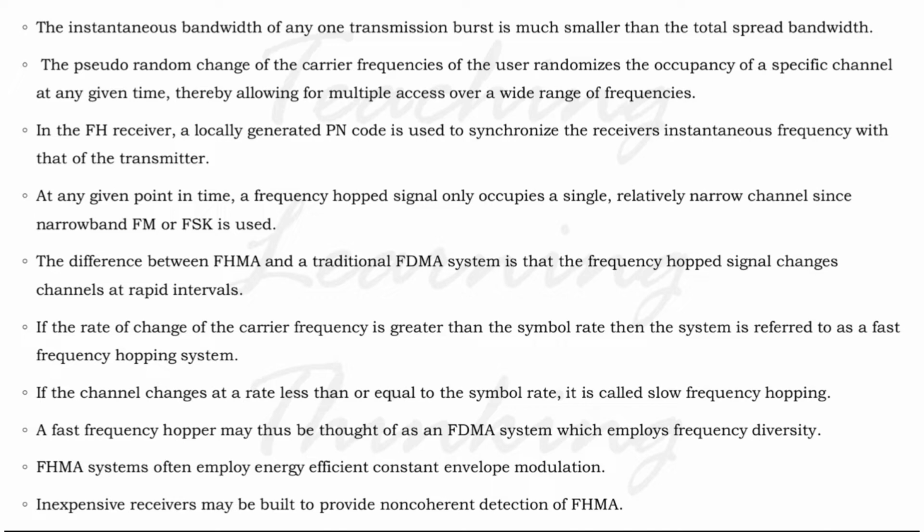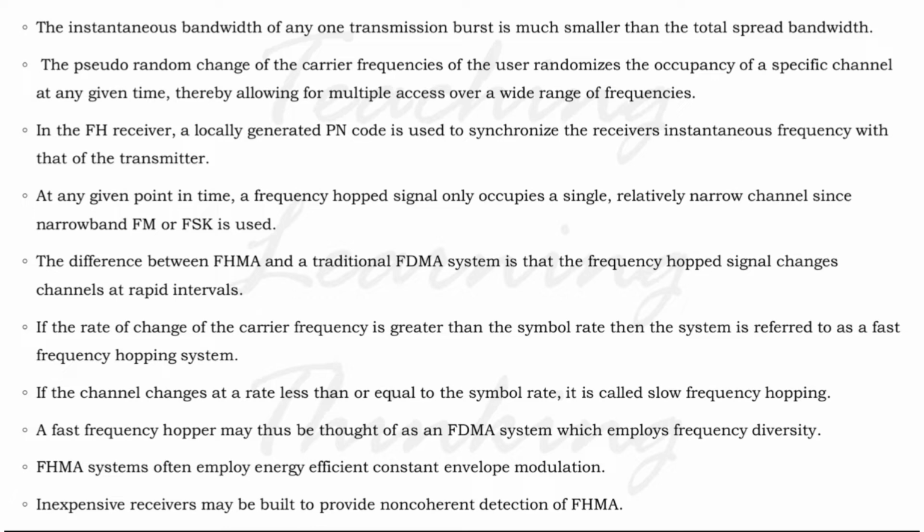If the channel changes at a rate less than or equal to the symbol rate, it is called slow frequency hopping. If the rate of change of carrier frequency is greater than the symbol rate, then it is called a fast frequency hopping system. A fast frequency hopper may thus be thought of as an FDMA system which employs frequency diversity.